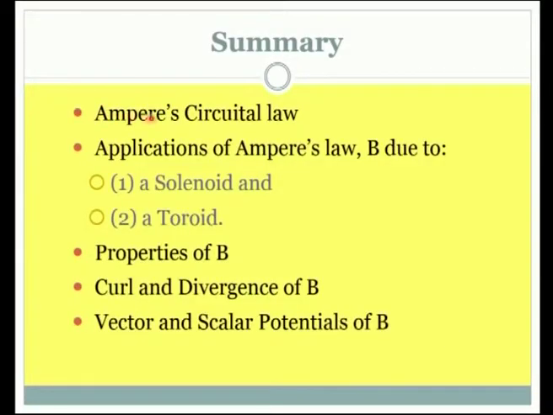It is time for us to go for the summary of today's lecture. In this lecture, we have seen Ampere's circuital law and applications of Ampere's law, in which we have calculated the magnetic field due to a solenoid and a toroid. Also, we have seen the properties of the magnetic field B, the meaning of curl and divergence of the magnetic field B, and also the terms vector potential and scalar potential of the magnetic field B. Before we wind up this lecture, let us test our understanding by answering these questions.